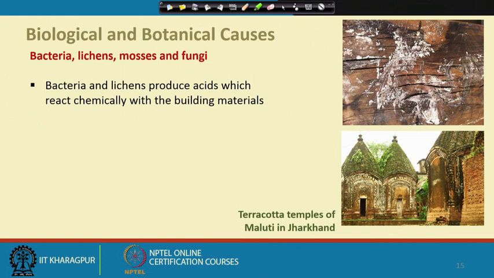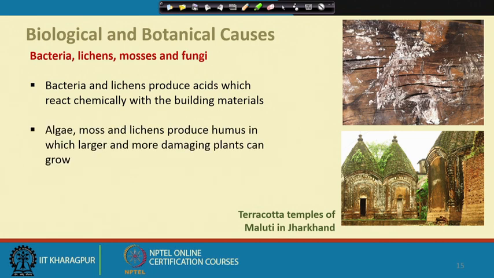The bacterial lichens produce acid, and this is quite dangerous, as it reacts chemically with the building materials. It is not only that it looks bad, or that one should be cautious about cleaning it, but it actually reacts chemically with the material component and the fabric, which is quite alarming.